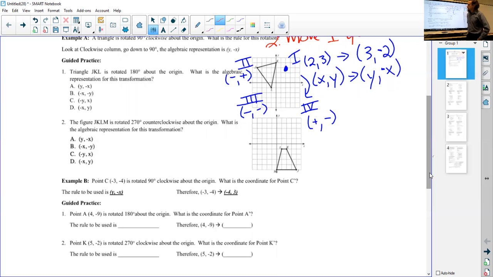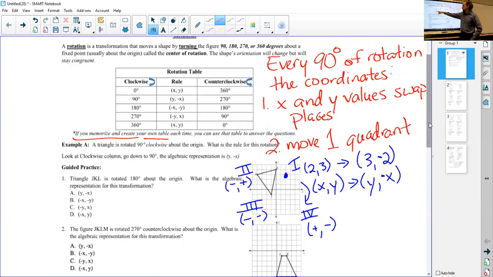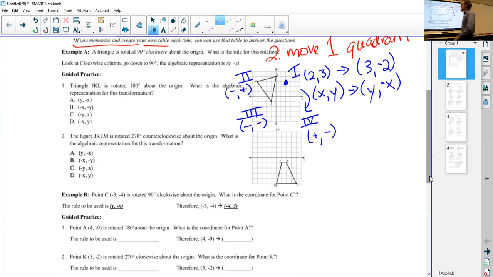So our practice ones, JKL rotated 180 degrees. What's the representation? Okay, so 180. So we just go up to our table. And it says 180 negative x, negative y. So we pick that answer. It gives us this picture over here. Who cares? This picture does not matter. If it tells us what our rotation is, that's all we need. Where the points are makes no difference as far as picking the rule. And that's all these questions.